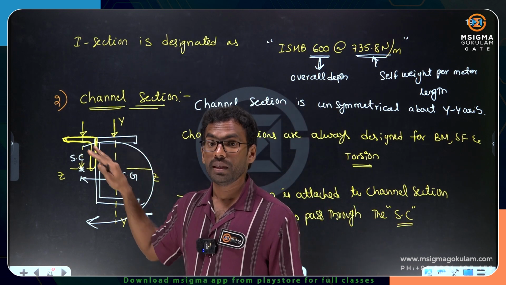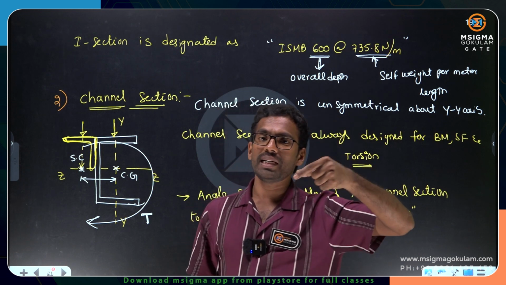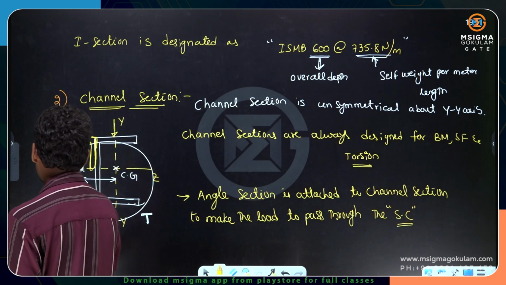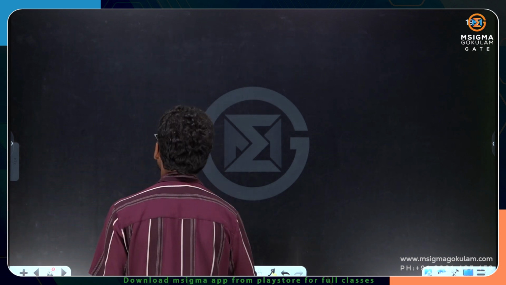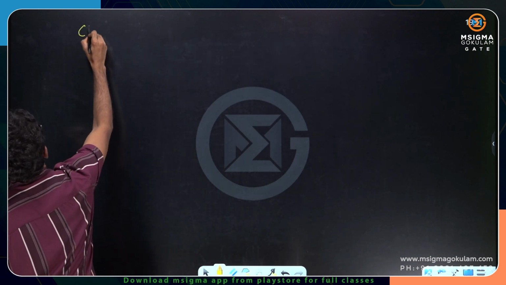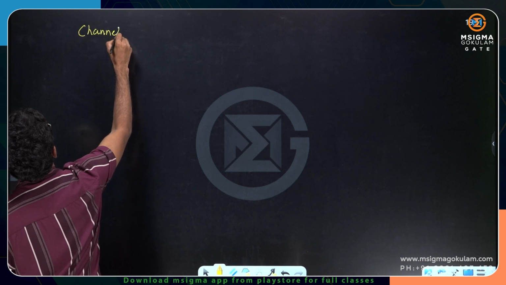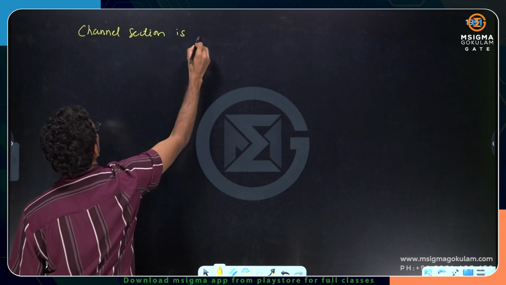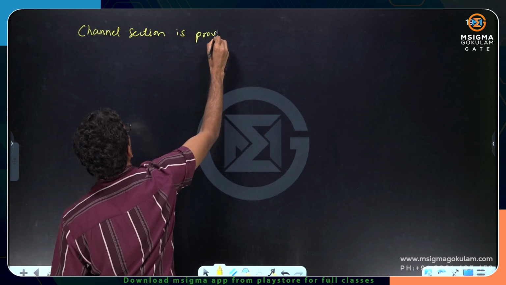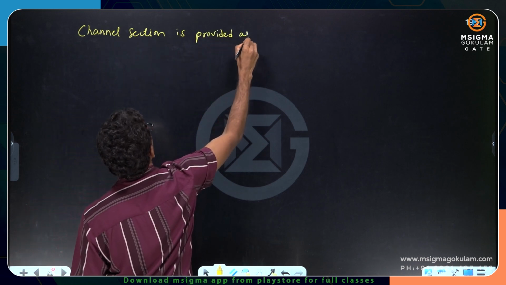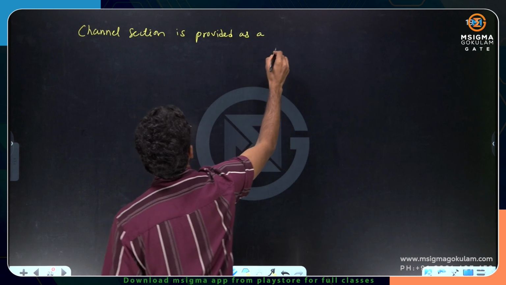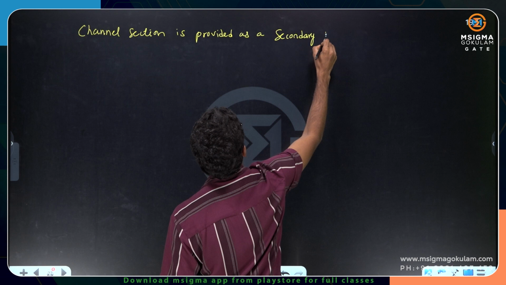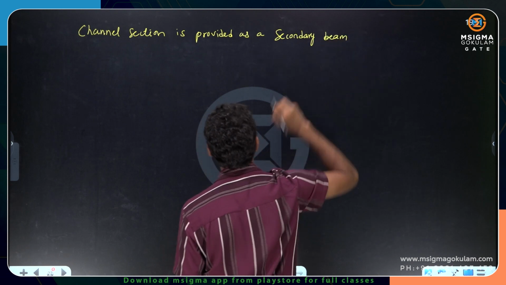So, that is why channel section is provided as the secondary beam. Please understand that channel section is provided as the secondary beam. Please make a note of that. Channel section is provided as a secondary beam.